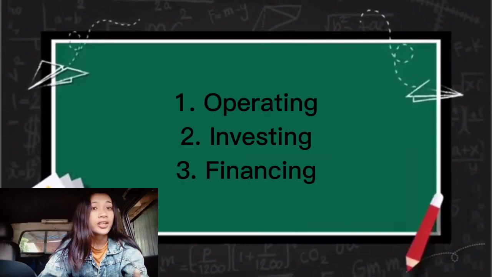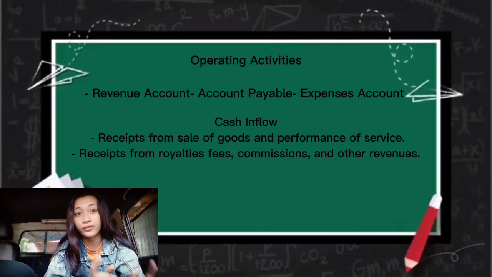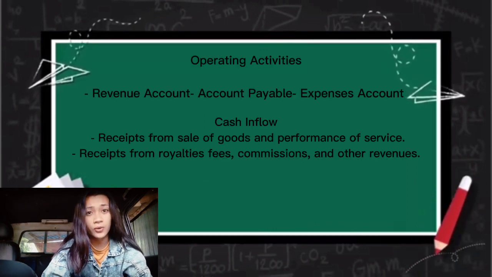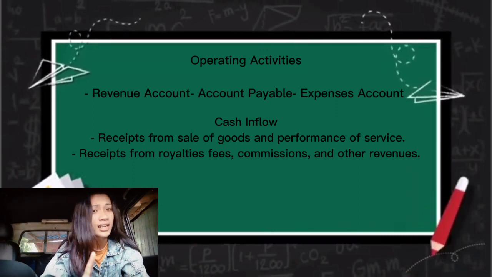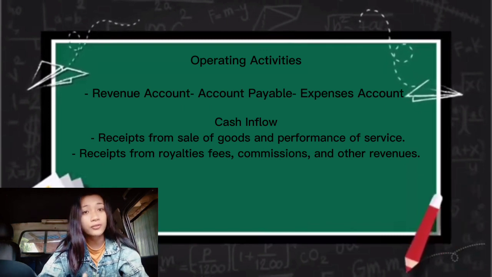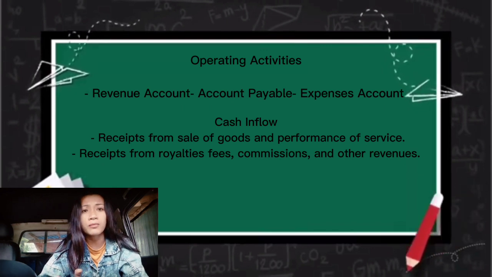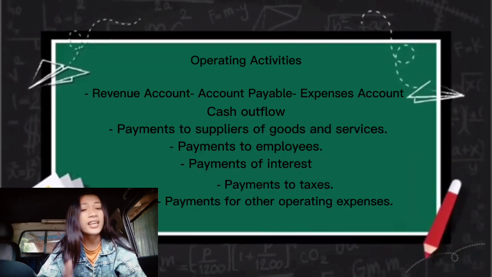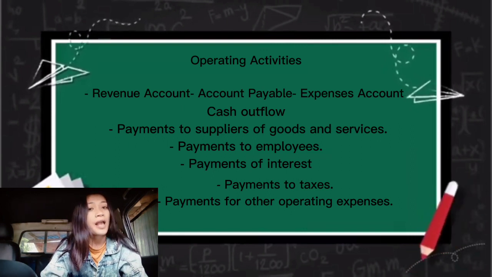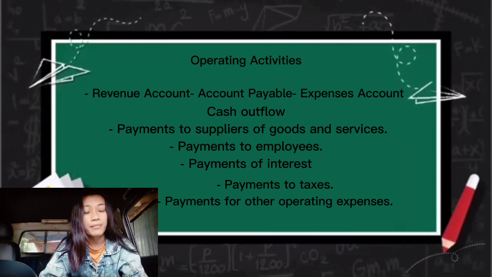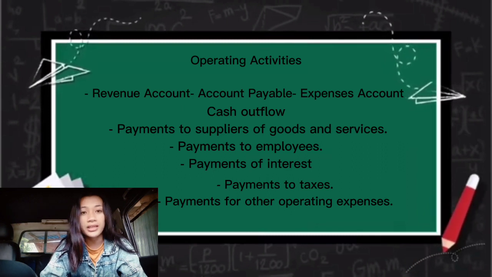As I said earlier, we talk about operating activities, investing, and financing. First, operating activities: revenue account, accounts payable, expenses account. In cash inflows, receipts from sale of goods and performance of services. Receipts from royalties, fees, commissions, and other revenues. In cash outflow, payments to suppliers of goods and services. Payments to employees, payments of interest, payments of taxes, payments for other operating expenses.